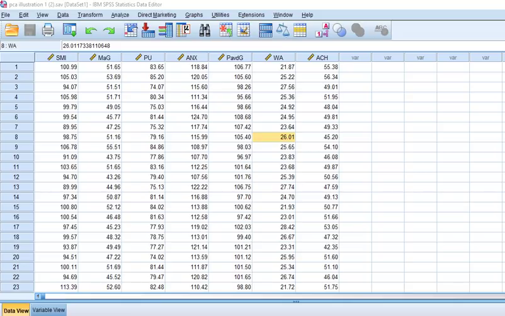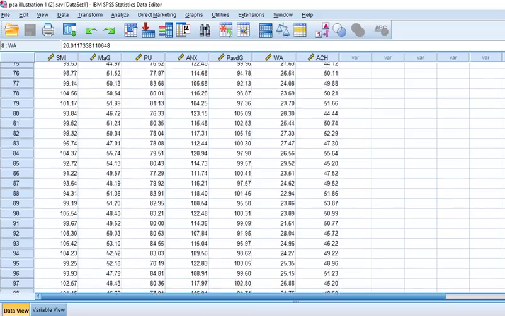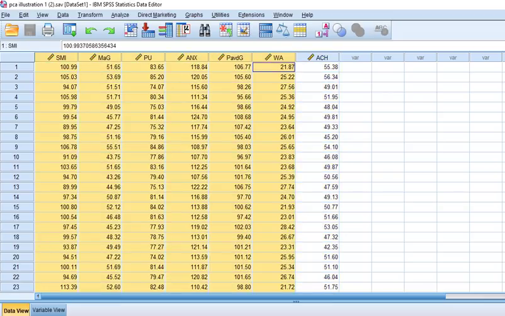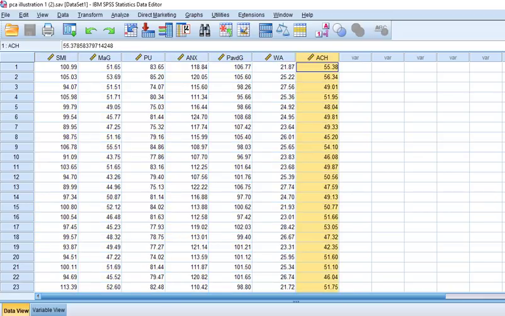So at any rate, we have a data set right here. It has 100 observations. We have a set of variables with subject matter interest, mastery goals, perceived utility, anxiousness or anxiety, performance avoidance goals, and work avoidance. And I also have an achievement variable here. If I was going to be reducing a set of motivational variables down to a smaller set of variables, and then including those derived variables as predictors of achievement, I could certainly do that.